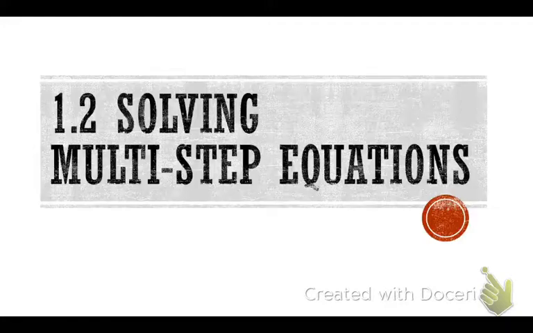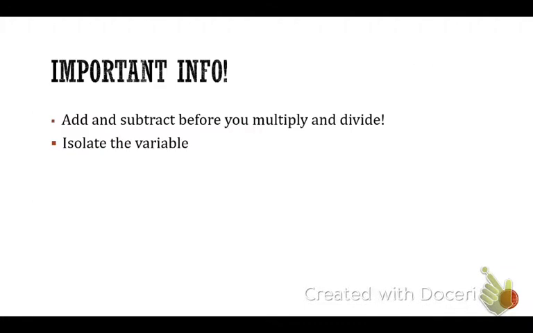All right, so today we're in section 1.2, solving multi-step equations. Some important information, and if you had Ms. Vorpahl last year, I'm going to pull in some of her strategies that she taught you so you can see the similarity. When you have a multi-step equation, meaning more than one step to solve, you need to add or subtract before you multiply or divide. We always add and subtract first to move to the other side. The goal is still the same. You want to isolate the variable, to get the variable by itself on one side of the equation. Okay?